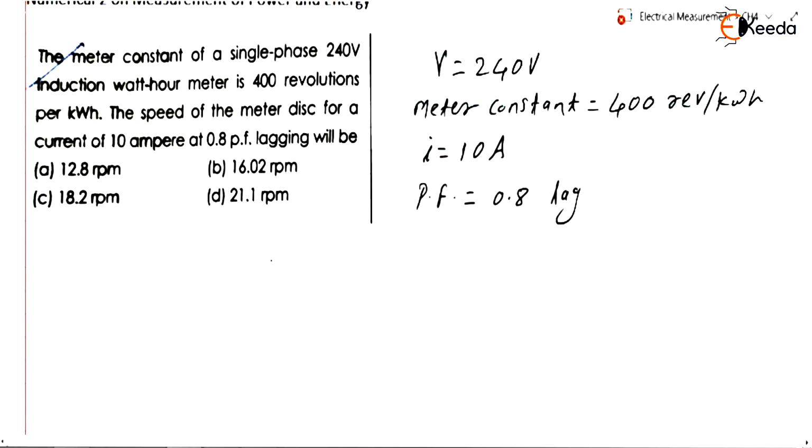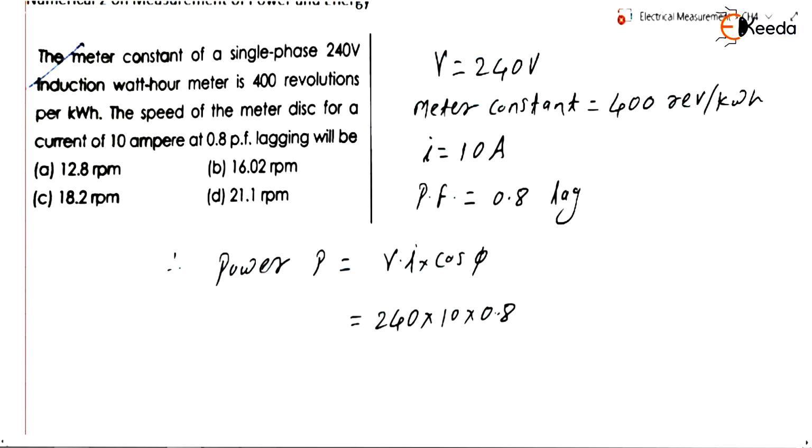So now from the given data, V, I and power factor, we can find the power. Therefore power, let us consider it as P is equal to V into I into cos phi, or power factor. Cos phi is nothing but power factor. It is equal to 240 into 10 into 0.8. If you check, it is 1920 watt.